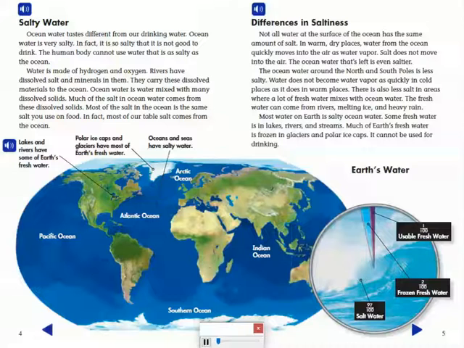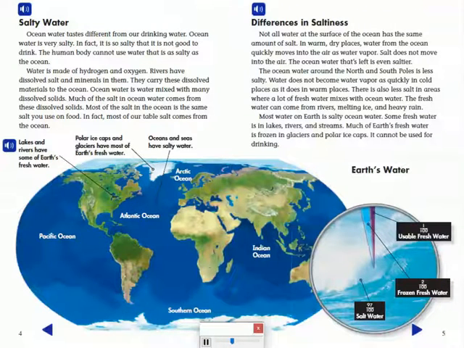Differences in saltiness. Not all water at the surface of the ocean has the same amount of salt. In warm, dry places, water from the ocean quickly moves into the air as water vapor. Salt does not move into the air. The ocean water that's left is even saltier.